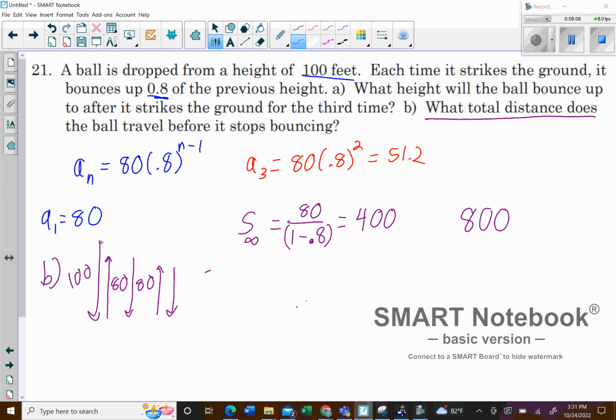Because we also got to remember the initial drop. I didn't include that because I had all the bounces. It bounces 80 feet. It bounces, whatever, so on and so on. And that's where that 400 comes from. And then I doubled it because it bounces up, comes back down, bounces up, comes back down. And then I need to add that last 100 there from the initial drop distance. And that's where the 900 comes from.